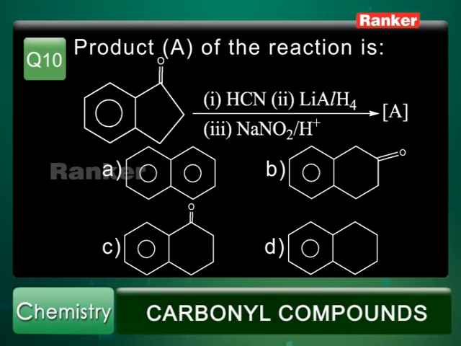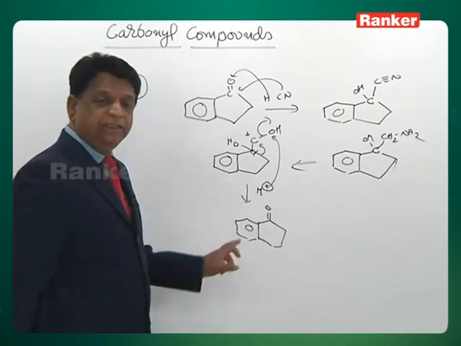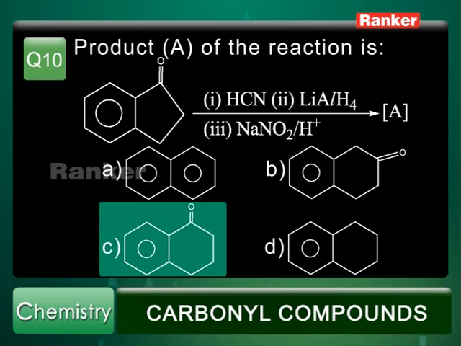So option A is a naphthalene, B is a double bond ketone on the second carbon, but option C is a ketone at the second carbon. This is the right answer. The other one is reduced form. So answer C is the right answer.